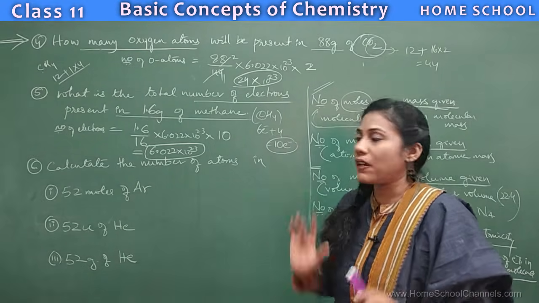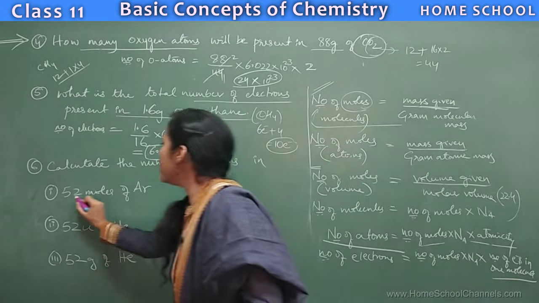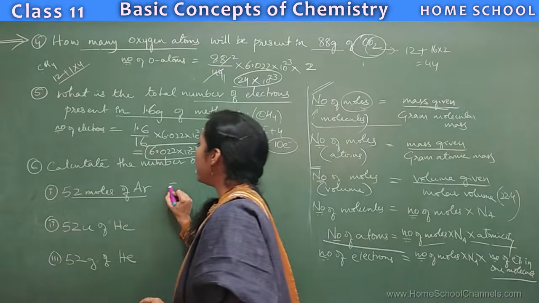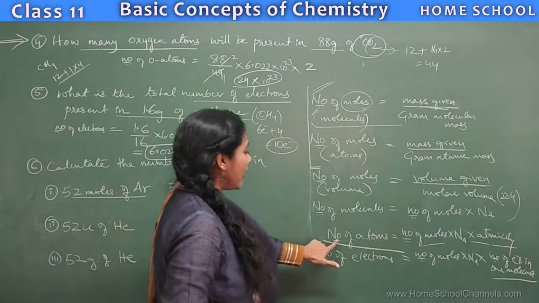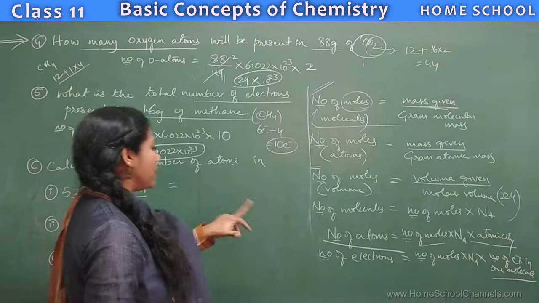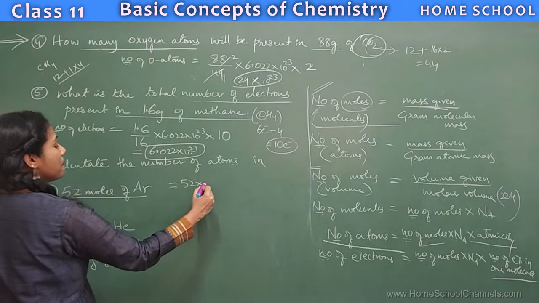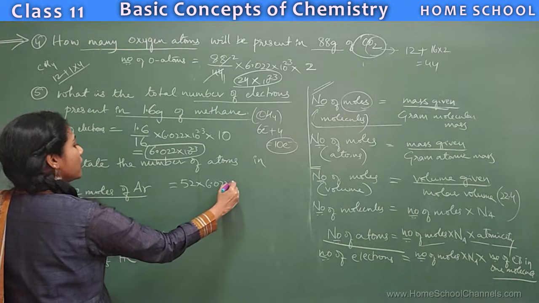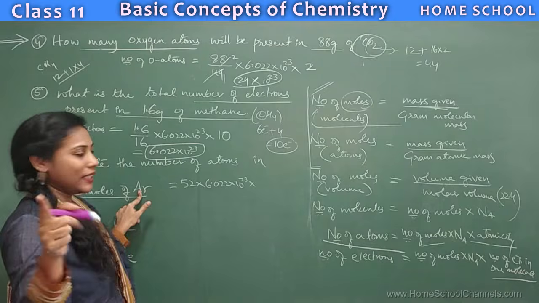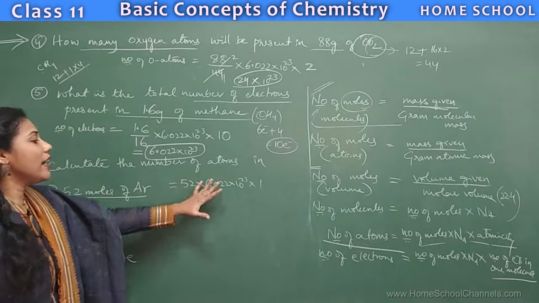Okay, let us discuss one by one. Calculate number of atoms in 52 moles of argon. Number of atoms they are asking, moles they have given. So what is the formula to calculate number of atoms? Number of moles into Avogadro number into atomicity. So number of moles directly they have given in the question, that is 52 into Avogadro number 6.022 into 10 power 23. Atomicity, argon is one atom only, right? Argon is 1. So atomicity is 1. Clear? So that's it. You have to calculate.